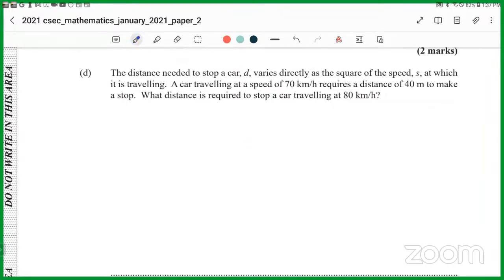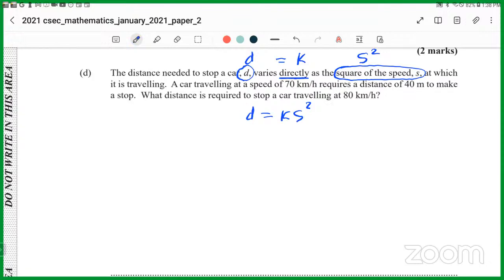So it says the distance needed to stop a car, D, varies directly. So the variables are D and it is a direct variation with the square of the speed S, meaning S squared. So D is directly equal to k times the variable, which is S squared. It's k times, not k over. So the relationship right away is D equals k S squared, right off the bat from that statement.